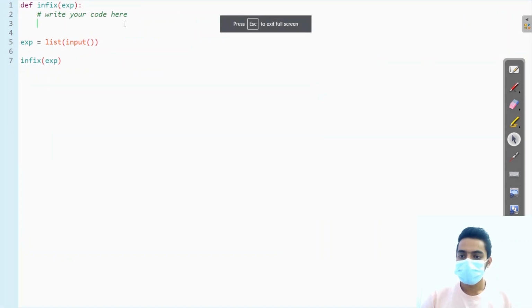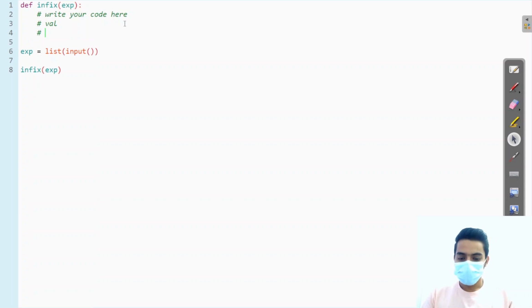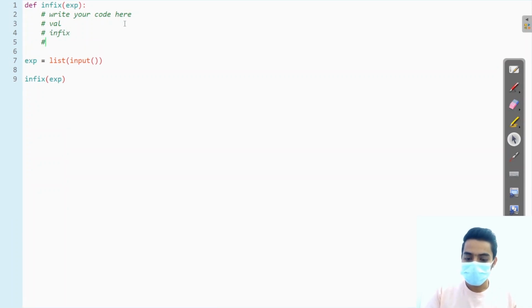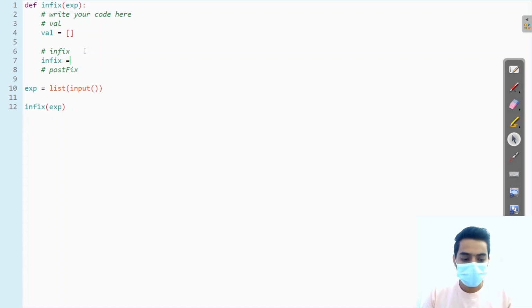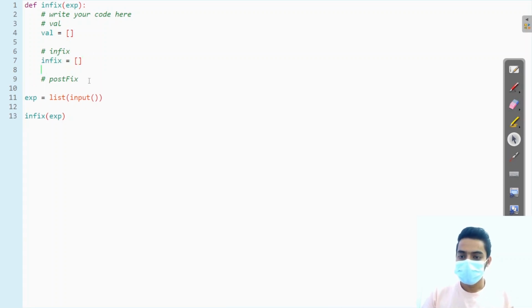So for solving this question, we need 3 stacks. First stack will be value, second stack will be for infix expression, and third stack will be for postfix expression. Okay, so for the value, this is our stack. For the infix stack. For the postfix stack, this is our postfix stack.